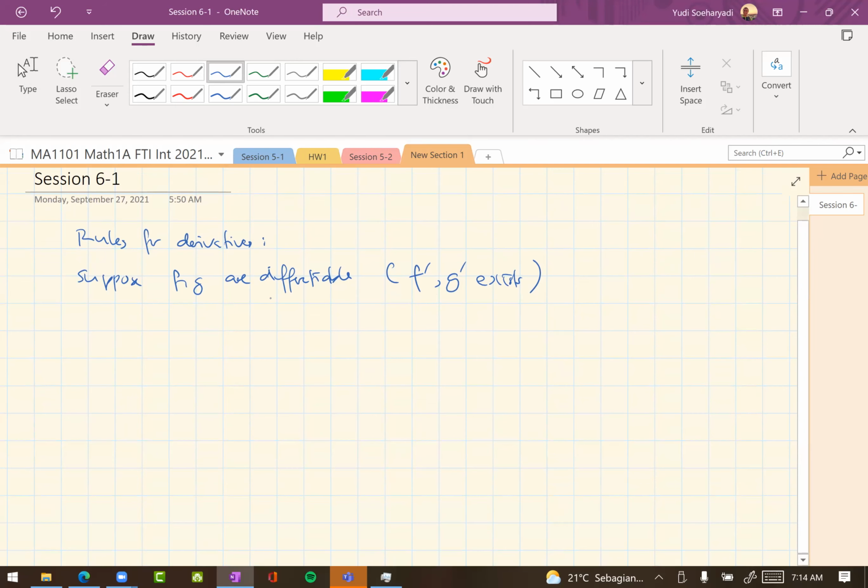You have two differentiable functions, and what can you do? First, you can add them together, and then take the derivative, and that amounts to taking the derivative first and then summing them up. That means you sum first, then take the derivative. It's the same as taking the derivative first and summing them up. So the derivative and the plus sign interchange. Same with subtraction.